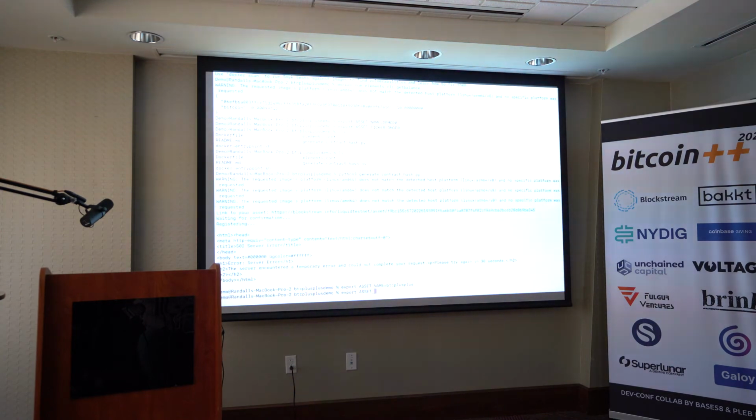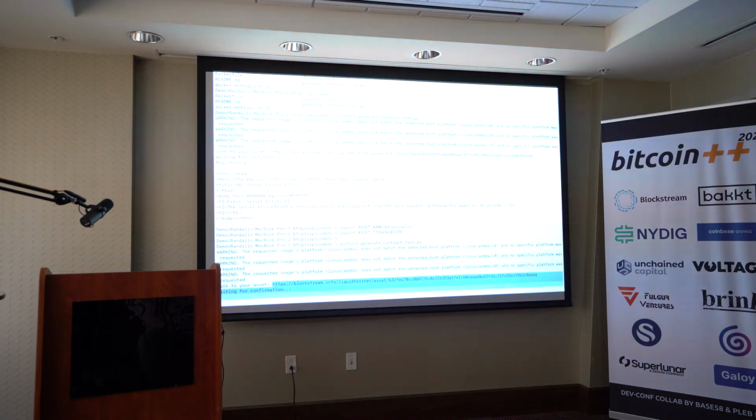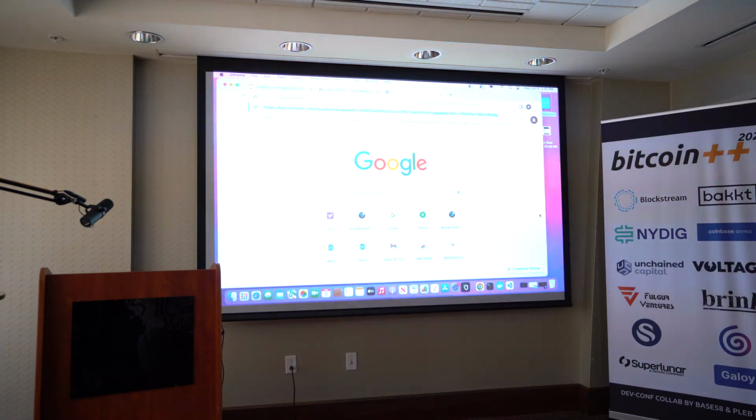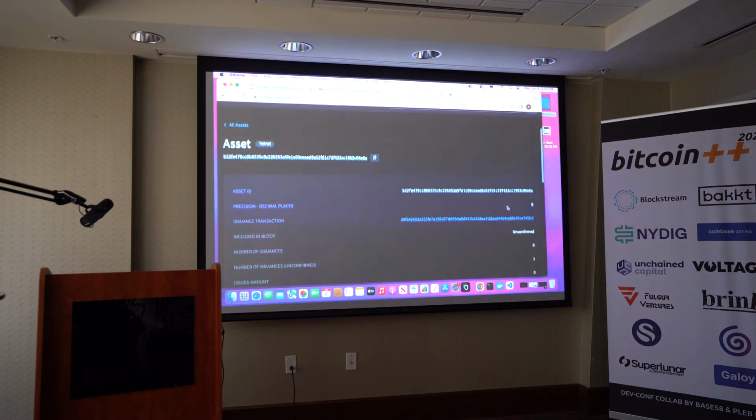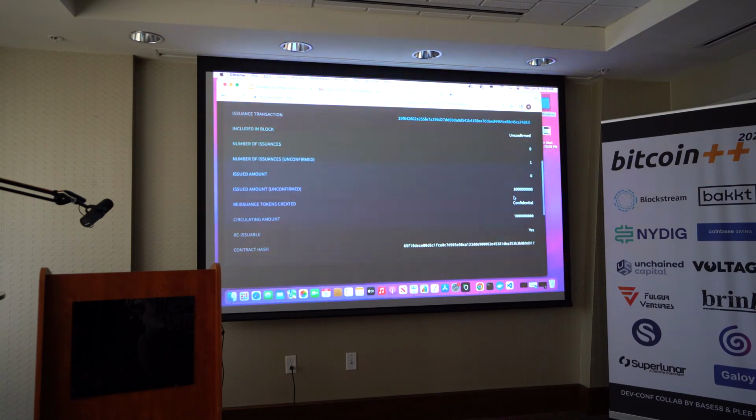So I'll make a quick asset ticker. I'll call it BTC PP. And let's run it and see if everything works okay. So this should be, it sent some commands to my remote Elements testnet node, and it gave me a link to my asset that's waiting for confirmation. And if I take this, I should be able to view my asset, and here it is. It's unconfirmed, but we could see some information about it.